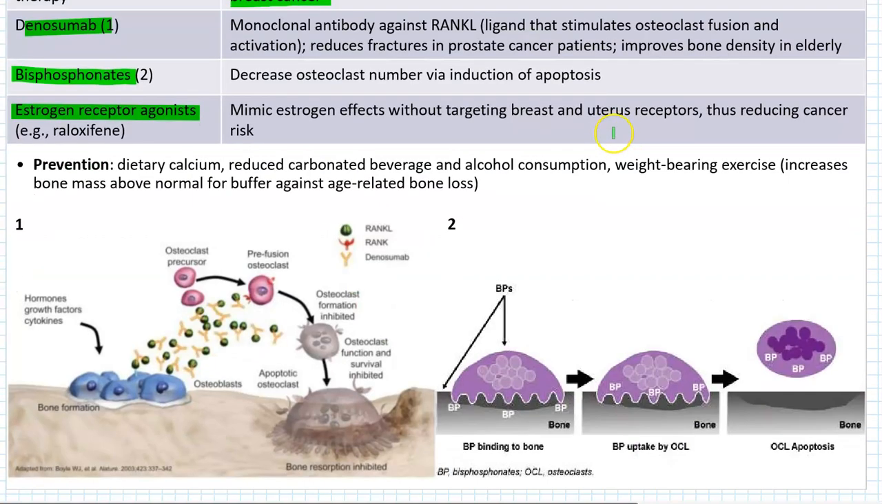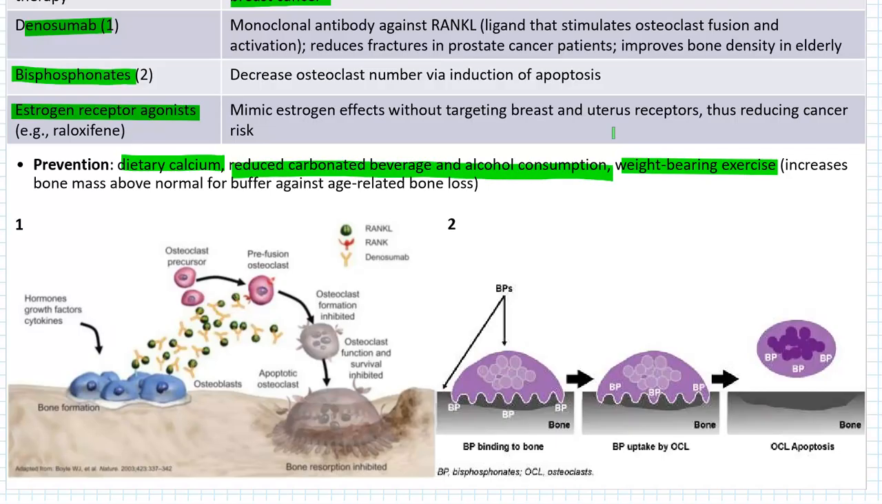Okay, and prevention, exercise, no toxic habits, increased calcium, and reduced consumption of drinks like Diet Coke, because it's acidic and acid takes the calcium out of the bone, or alcohol. Okay? Alcohol acidifies the blood, so calcium is being taken out as well. Am I making sense? All good?